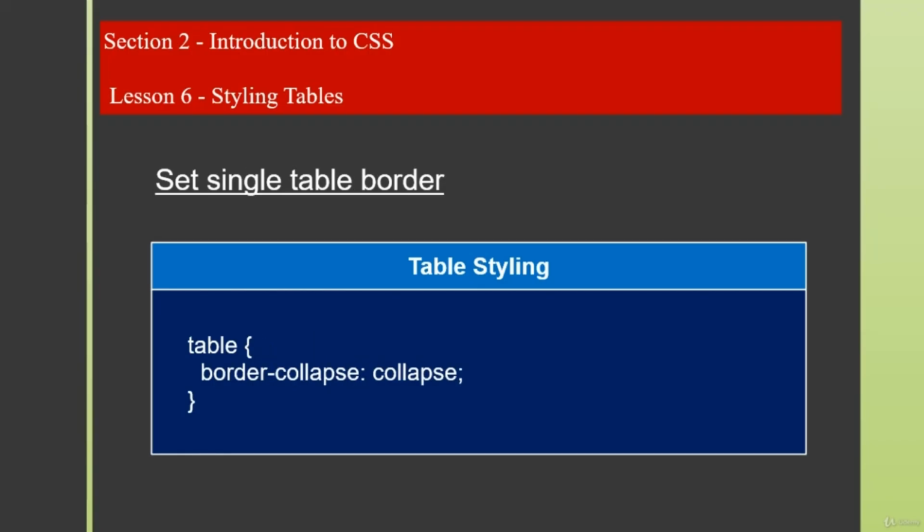The border collapse property sets whether the table border should be collapsed into a single border. That means when you just set table border, it applies double line border to a table by default, and you can set it to single border using collapse border option. Example on the slide shows how to set single border to a table.